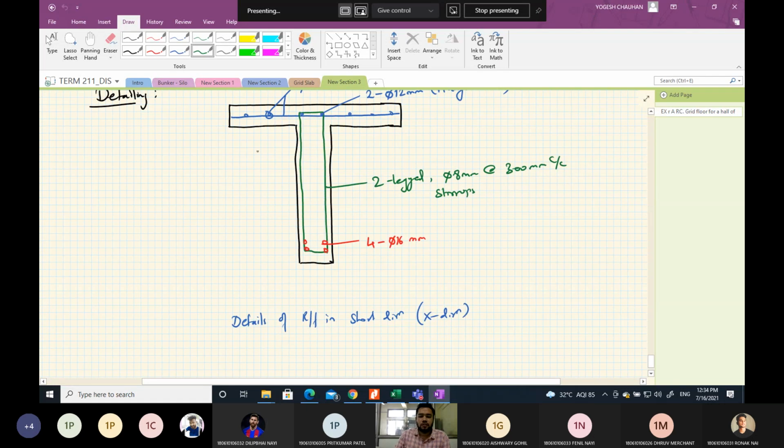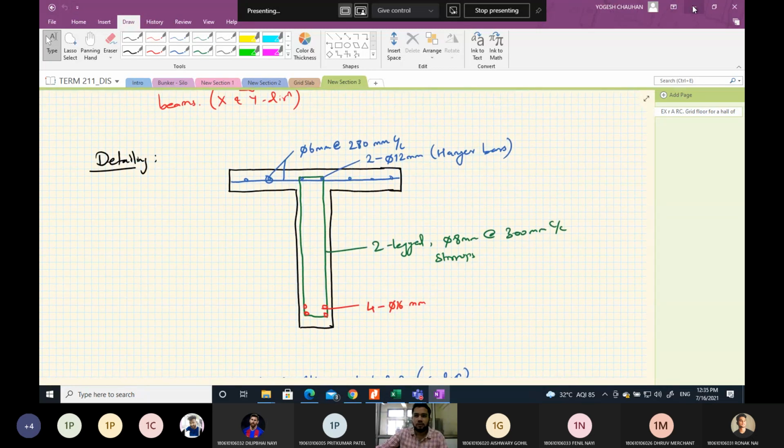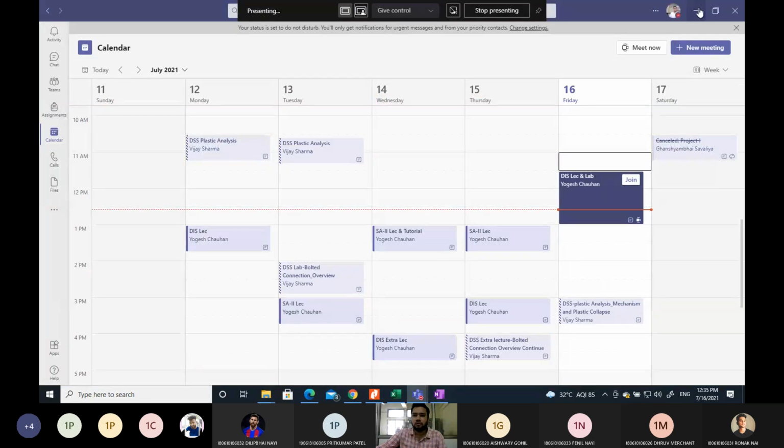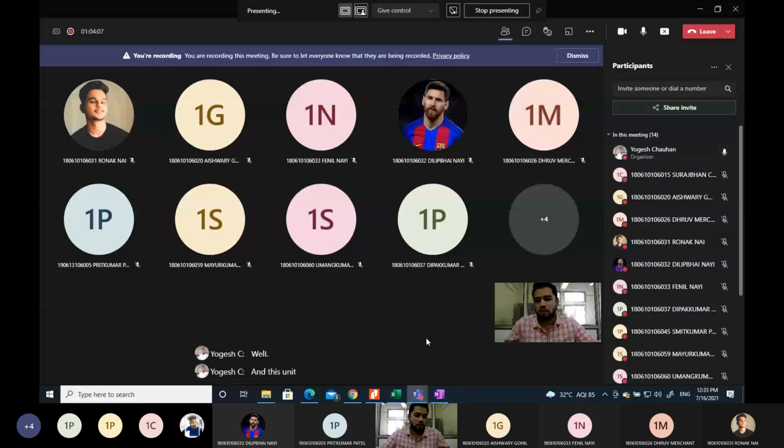Same way you can also draw the details along long direction, in which this will be reversed. These bars which are shown by dotted, they will be shown full, and the ones which are going through shown full, they will be shown as dotted below the full line. Okay, so with this, your design for grid floor is over, and this unit of design of grid floor is also complete with this example.